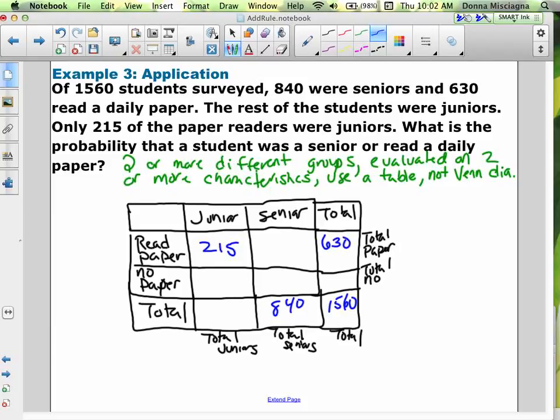All right, so now those are all the numbers we were given. We have to use what we were given to get the rest of the numbers. So tell me another number from the table. Blue 3. Can we use what we're given? Because we know that our totals have to add up to the total.